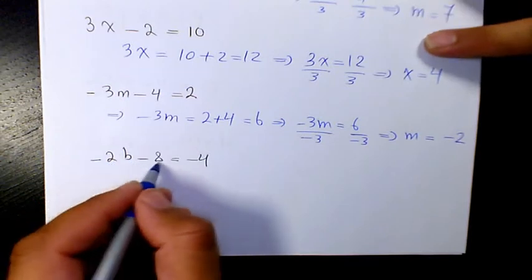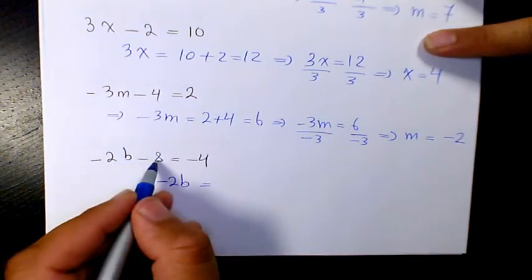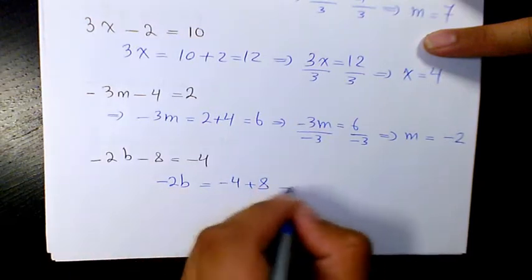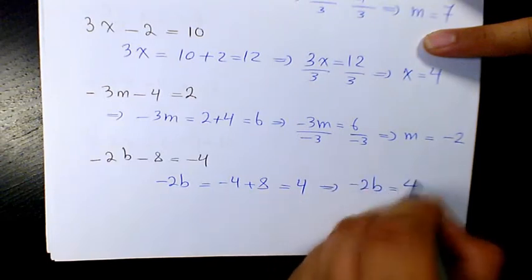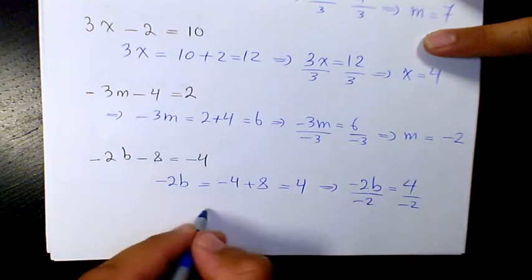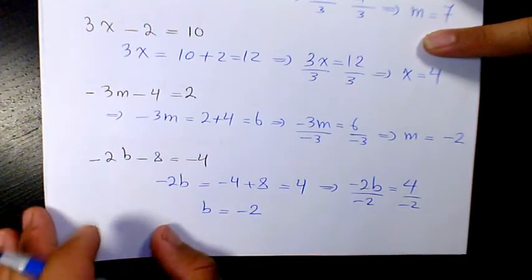Negative 2b minus 8 equals to negative 4. So we have negative 2b on the left hand side, negative 8. We move it to the other side so it becomes positive. Negative 4 and positive 8 is going to be positive 4. So negative 2b equals to positive 4. We need to divide both sides by negative 2. Negative 2b divided by negative 2 is going to be just b. 4 divided by negative 2 is going to be negative 2. So that's the final answer.